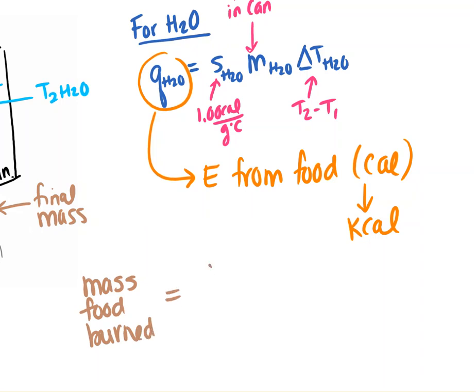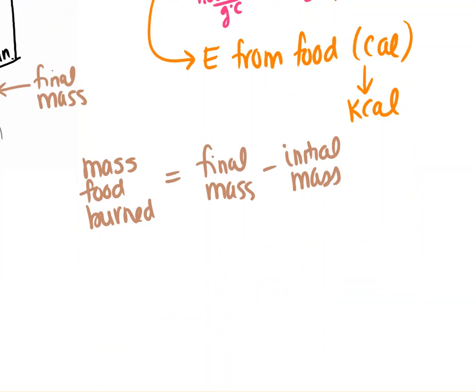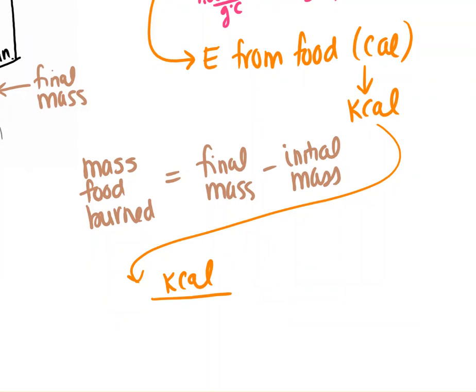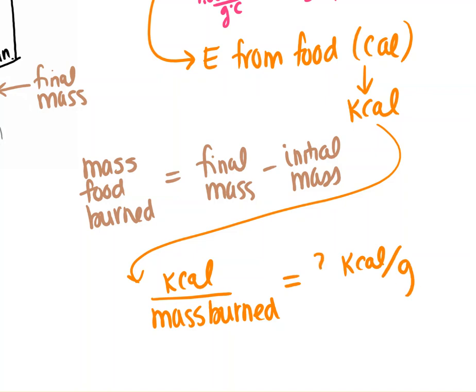You're going to take that final mass of food that you had minus what you started with. And this could have ashes in it or whatever. And once you get the mass that was burned, you can take however many kilocalories you had and divide it by the mass burned. And that will give you some number of kilocalories per gram for the food.